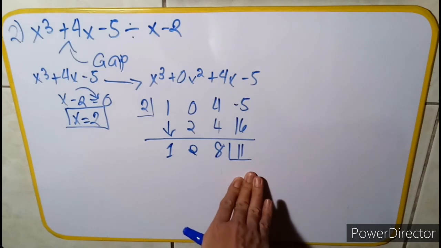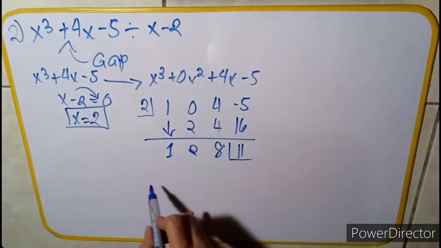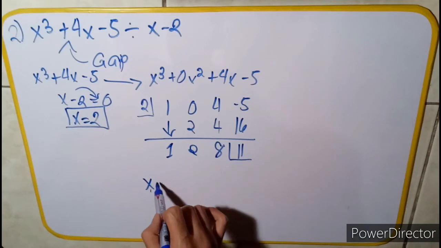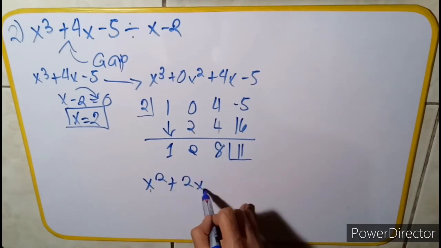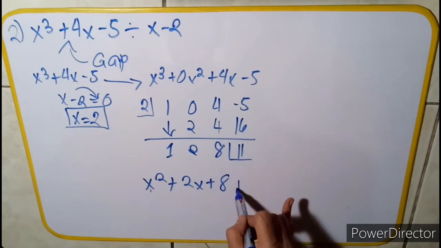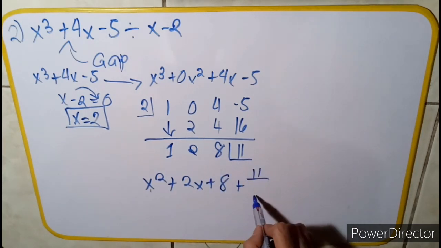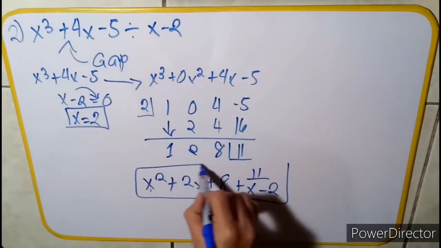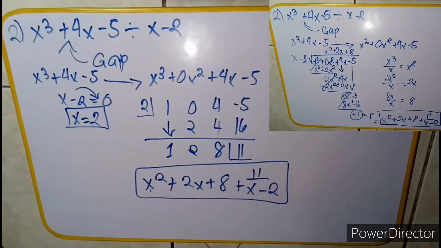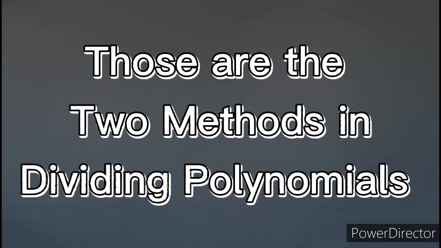Then this is our remainder. This can be written as x squared plus 2x plus 8 plus 11 over x minus 2. And this is our final answer. As we can see, in the first example in long division and the second example in synthetic division, their answers are just the same. Those are the two methods in dividing polynomials.